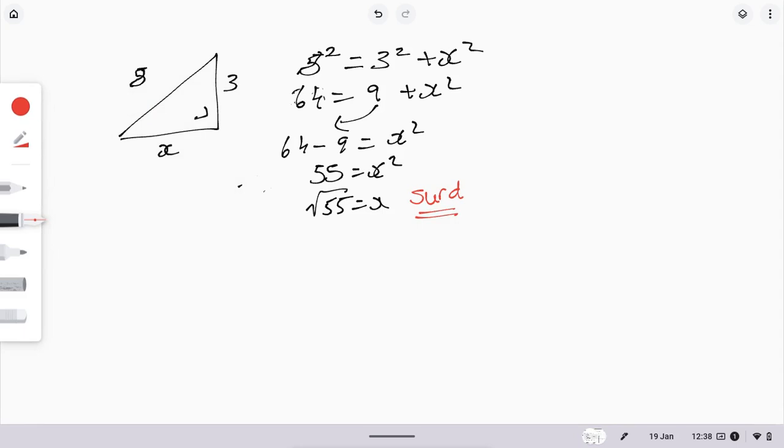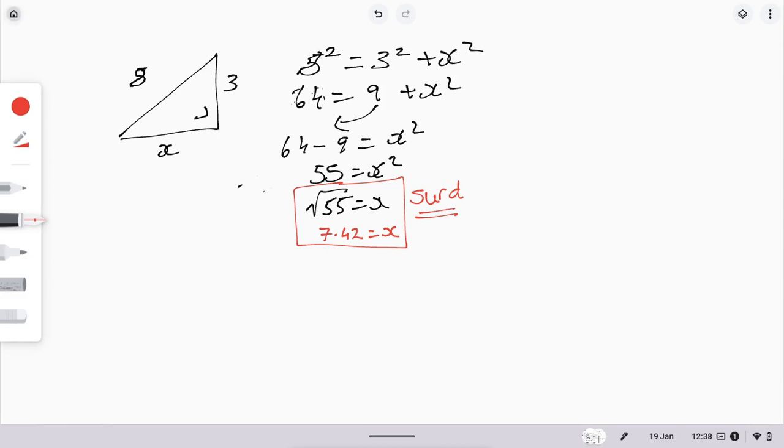If they wanted it to 2 decimal places, press your S-D button, and you might say 7.42. So it's either or. If they say surd form, it means leave it in your square root. If they say to 2 decimal places, press your S-D button. So that's the first thing we need to know in right angle triangles, and that's Pythagoras.